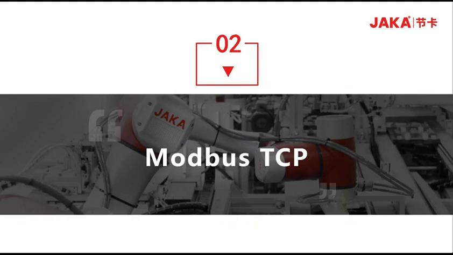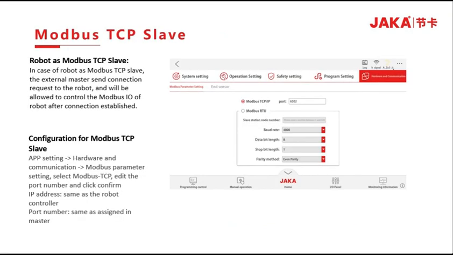Modbus TCP: when the robot has the Modbus TCP slave, the external master sends a connection request to the robot. And then, it will be allowed to control the Modbus I/O through the robot after the connection is established. In the APP setting, find the Modbus parameter setting in hardware and communication. Select Modbus TCP, edit the port number and click confirm.